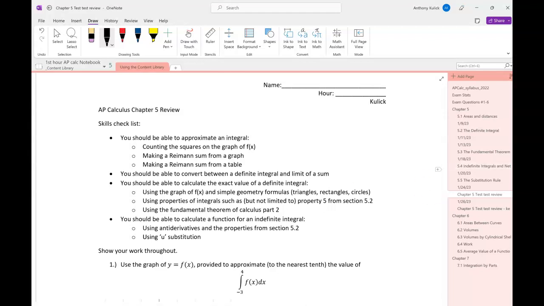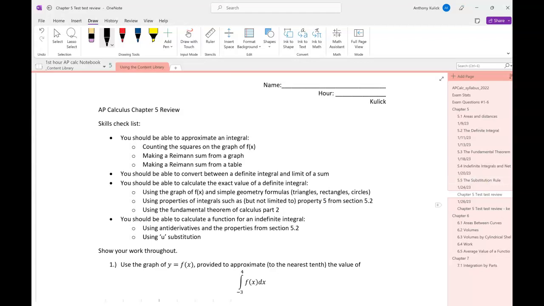So those odd-even properties that we're using there, those are good ones to have. I think property 5 is the one that takes your integral and chunks it up into a bunch of different bounds. If I have the integral from A to C, that's the integral from A to B plus the integral from B to C. That's what property 5 is.